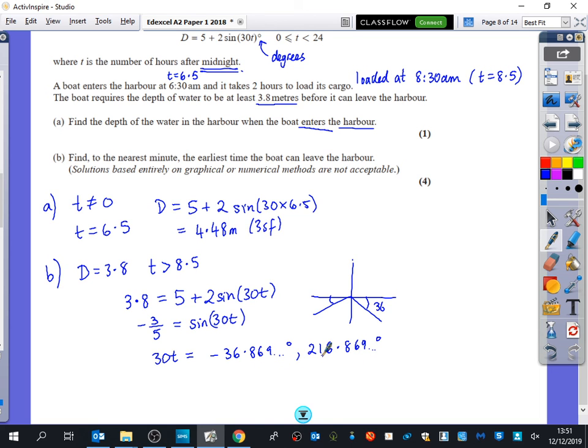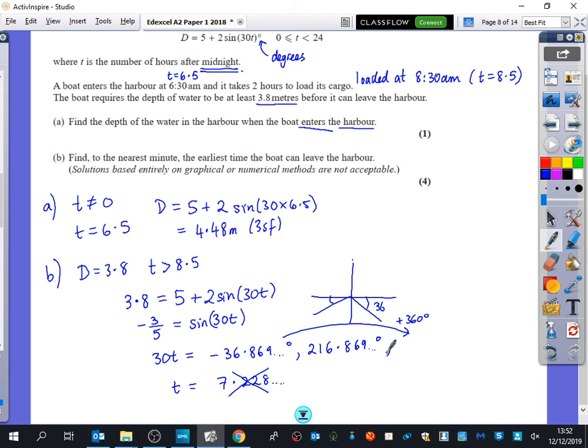Now you've got these two things here. If we need to, we can add 360 to this, and we can add 360 to this. But let's just find out if our t value is going to be good. There's no point in dividing this one by 30, because I know that it's not going to be bigger than 8.5. Let's just divide this one by 30 and see what we get. When you divide it by 30, you get 7.2289, but this one is not going to be good. So I'm instead going to take this one and add 360 to it and see what that gives us.